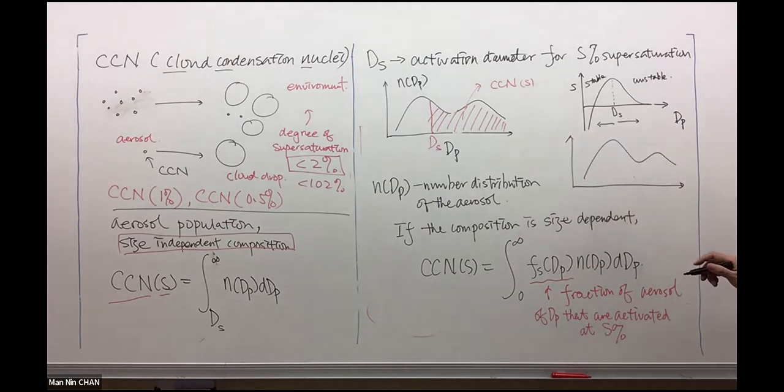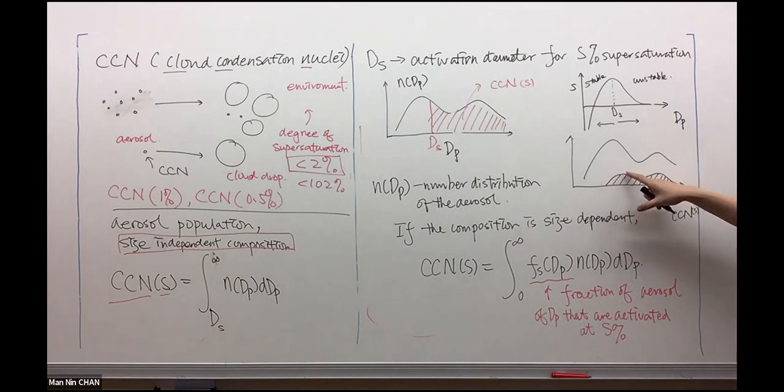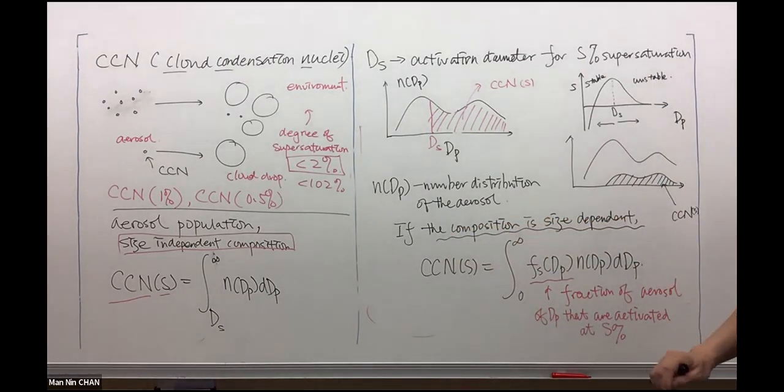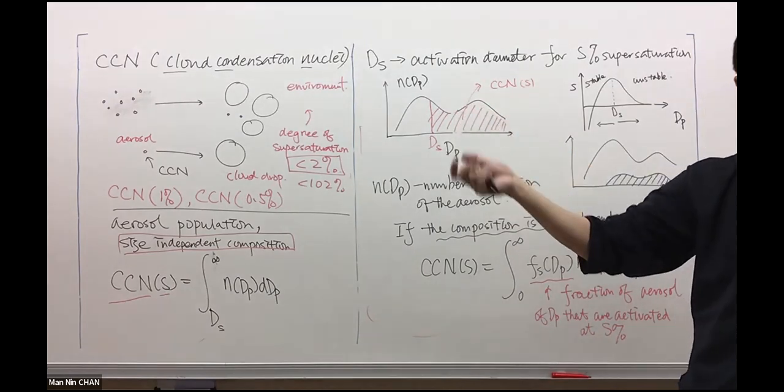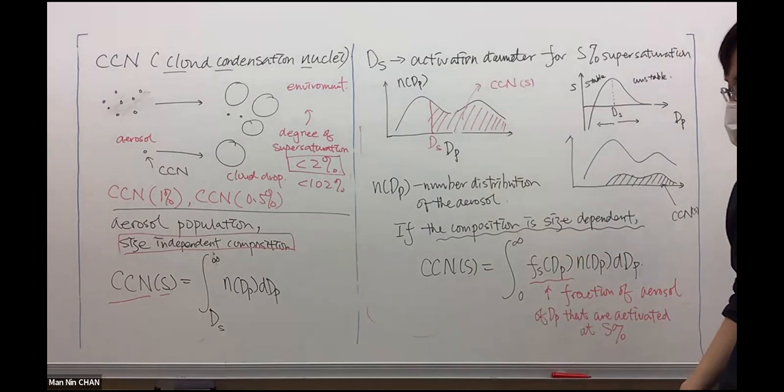You can have a very similar distribution, but now you cannot simply define the activation diameter. In reality, maybe you have only a fraction right here. So this is your CCN at a different S. Therefore, you need to find a function, this FSDP, to tell your model the fraction of your aerosol at a given size that will be activated at this given S. So in cases where composition is size dependent, it is more difficult to do your modeling. But if you have a more simplified system or pure aerosols, that would be easy. You just determine the activation diameter.